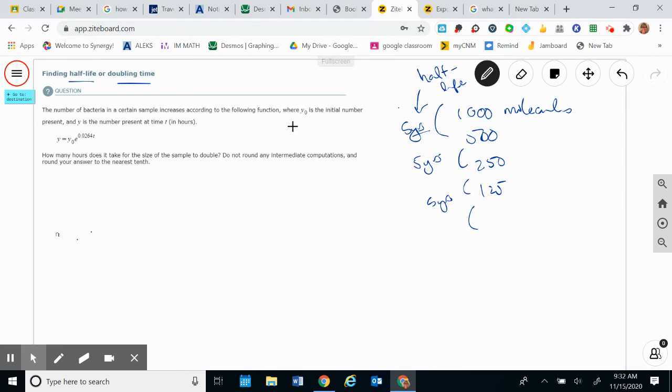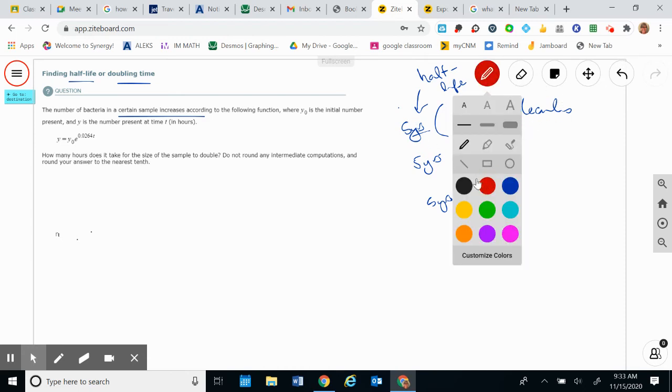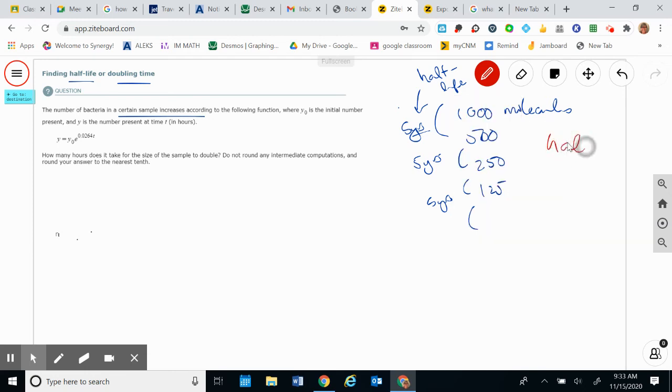Okay, so it says the number of bacteria in a certain sample increases. So let's talk about doubling time. This is halving time. You need to pay attention to which one you have. This is halving time. This is half-life.